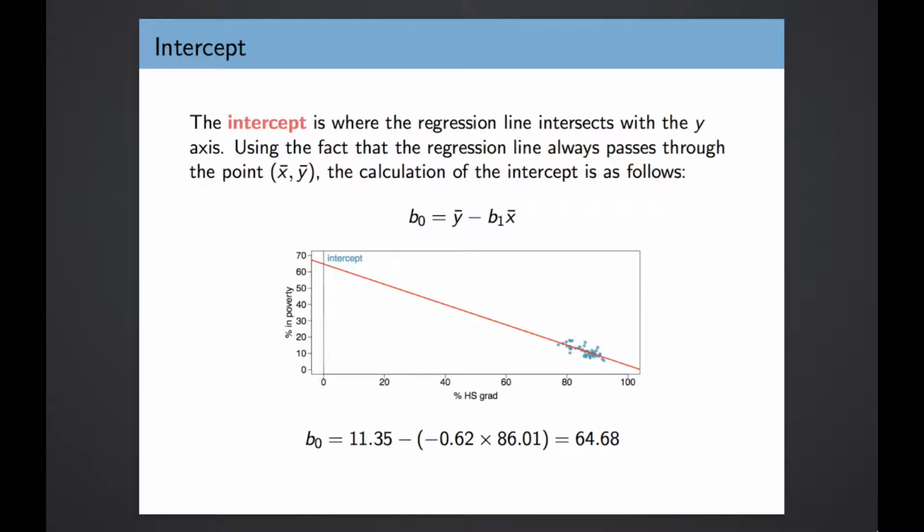So using this formula of y bar, the mean of y, minus the slope times the mean of x, we can calculate where the intercept would be for this example that we've been working through. So in our data table a couple slides ago, we had the mean of each of those variables, and we just on the previous slide calculated the slope coefficient. So we have all the information that we need. We're going to take the mean of y, 11.35, minus the slope coefficient, negative 0.62, times the mean of x, 86.01, and we find an intercept of 64.68, which you can see in this graph above. That's where the regression line crosses the y-axis.